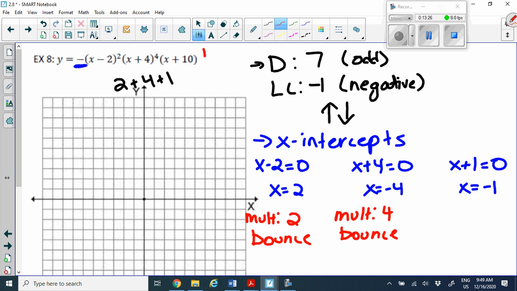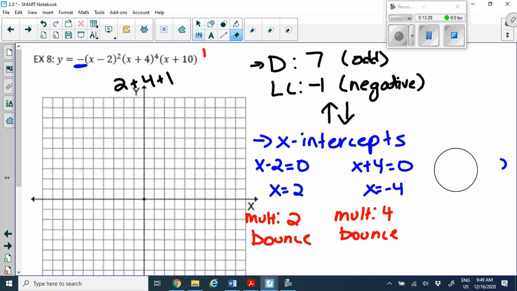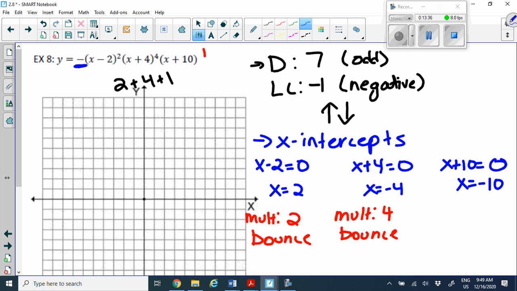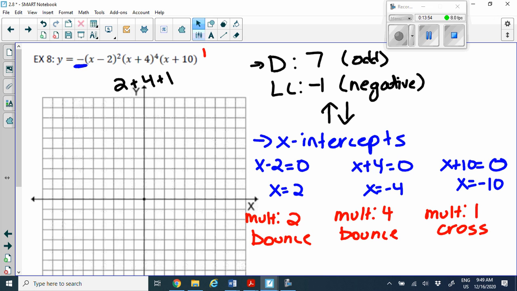And then at x equals, whoops, that should be 10, excuse me. That's my fault there. So we have x plus 10 equals 0, so we get x equals -10 as our x-intercept. At x plus 10, that has an exponent of 1, so that's our multiplicity. Since that's odd, that means we are going to cross at the x value of -10. Okay, let's go ahead and plot our x-intercepts. So we have -10, then we have -4, and then 2.